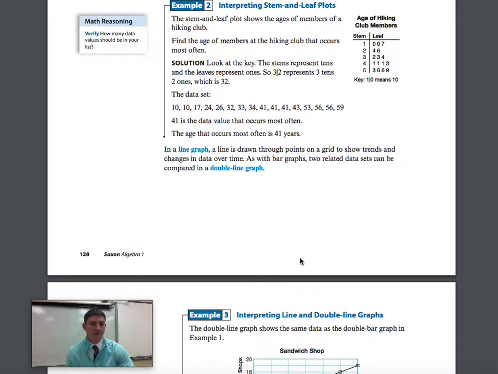In a line graph, a line is drawn through points on a grid to show trends or changes in data over time. A line graph shows a comparison of 2 variables, and a lot of times it shows an upward or downward trend in what's happening in between when those points of data are taken.